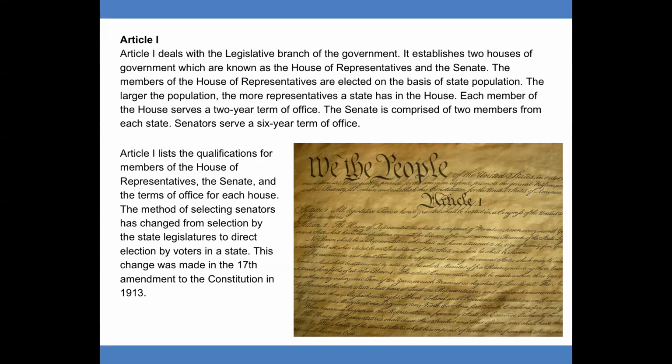Article 1 lists the qualifications for members of the House of Representatives, the Senate, and the terms of office for each house. The method of selecting senators has changed from selection by the state legislature to direct election by voters in the state. This change was made in the 17th Amendment to the Constitution in 1913.